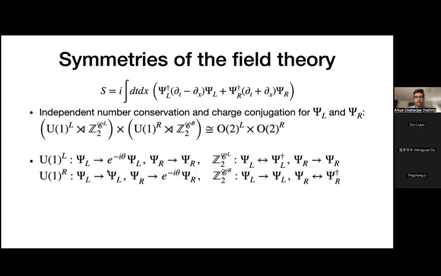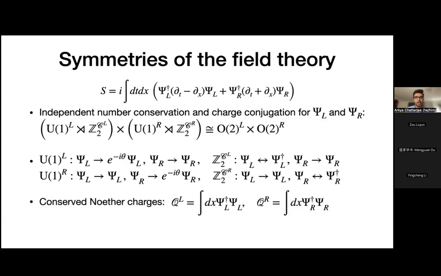So here's how the symmetries act. The psi L gets multiplied by a phase when acted on by the U(1) left, and the charge conjugation of the left movers interchanges psi L and psi L dagger. So it interchanges particle and antiparticle, essentially. The same goes for the U(1) right. It acts on the right movers only. And there are associated Noether charges which are conserved. Whenever you have a symmetry, there's an associated conserved charge, and those are given by this Q_L and Q_R.